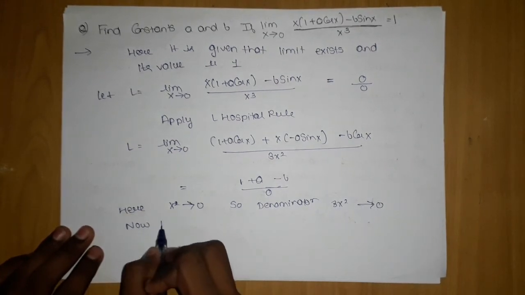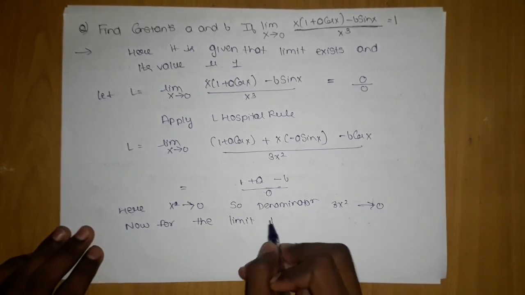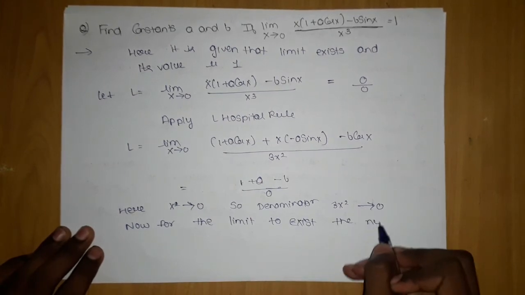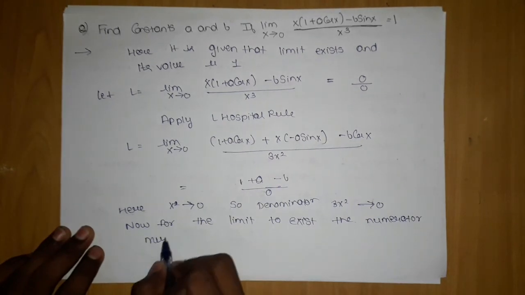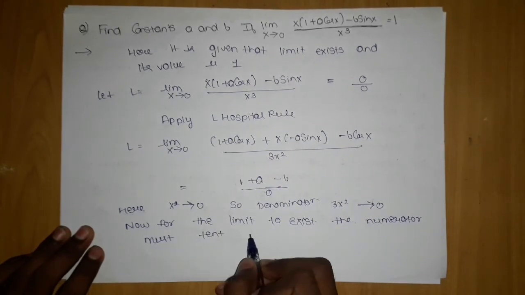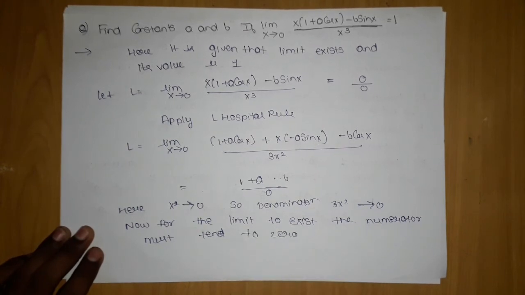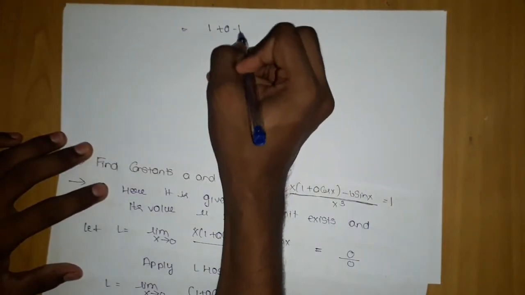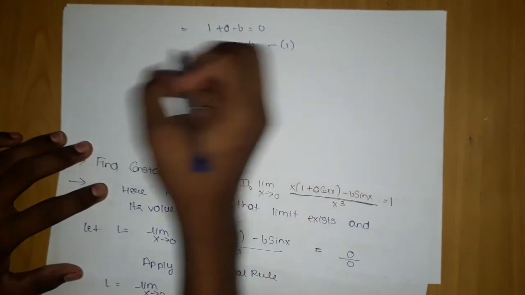Now for the limit to exist, the numerator must tend to 0. After this step we will write that if it tends to 0, it will be 1 plus a minus b should be equal to 0, giving me 1 plus a equals to b. This is my first equation.